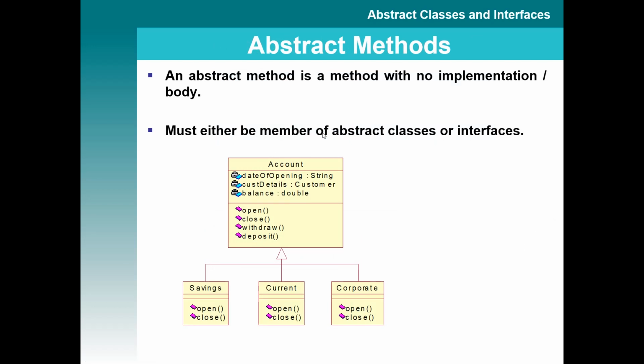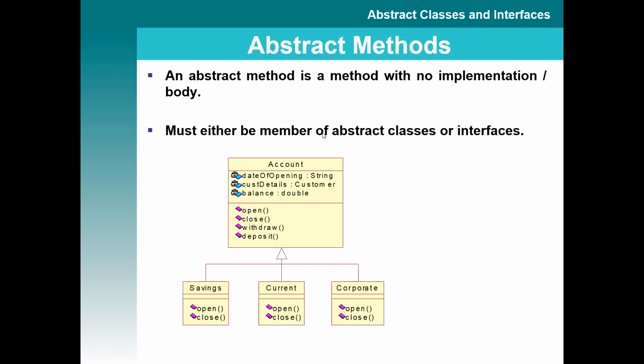Now, moving on to the idea of abstract methods. An abstract method is a method with no body or no implementation. Another way of looking at the abstract keyword is to mean incomplete. Since abstract methods have no body or no implementation, that method can be considered incomplete. So whenever a class contains an abstract method, that class itself must be declared as abstract.